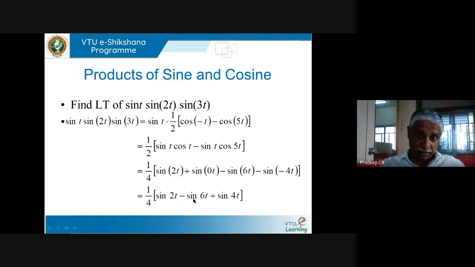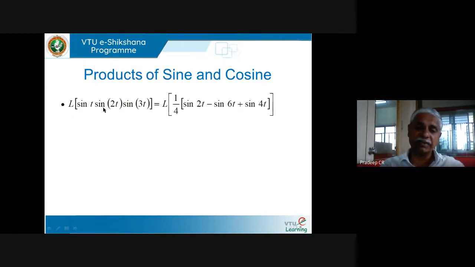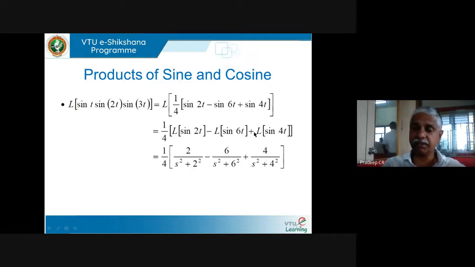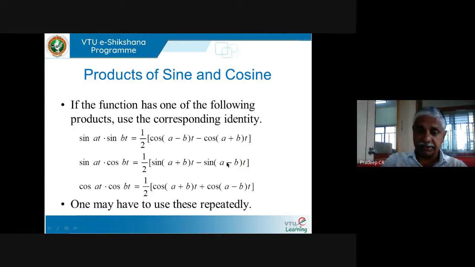Now, what we have done here is, I want to write this in terms of standard functions. Standard functions are sums of sin at, sin bt, sin ct. So this is what it is. Now if I want to find the Laplace of this, I know I can pull out 1 by 4 and write the Laplace of this plus the Laplace of this plus the Laplace of this. So the Laplace of sin t sin 2t sin 3t is 1 by 4 times the Laplace of sin 2t minus the Laplace of sin 6t plus the Laplace of sin 4t. Each one I know: a by s squared plus a squared. I have done that here. So, as I said, the final formula may not look very nice. So these things have to be used repeatedly.